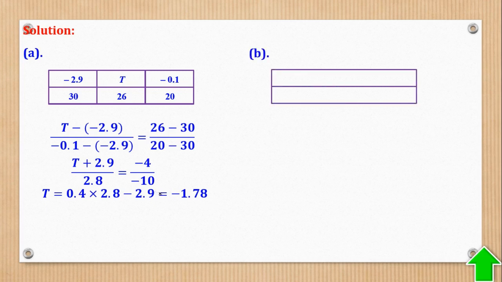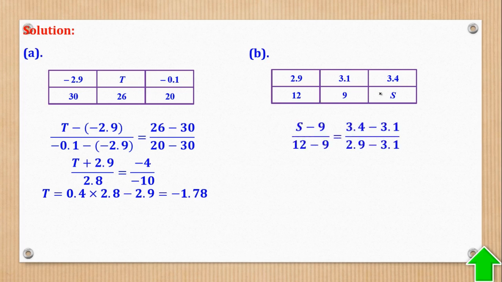What about when t is 3.4? When it is 3.4, it will be outside, because it is beyond 3.1. That is called extrapolation. So still we shall use the same order, s minus 9 in that order divided by 12 minus 9 will be equal to 3.4 minus 3.1 in the same order as before, divided by 2.9 minus 3.1. So when that line is done, the only unknown is now s.